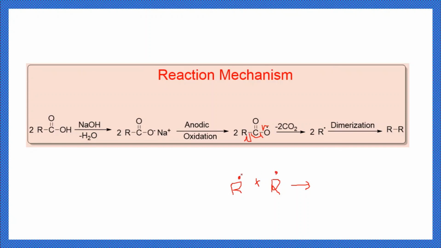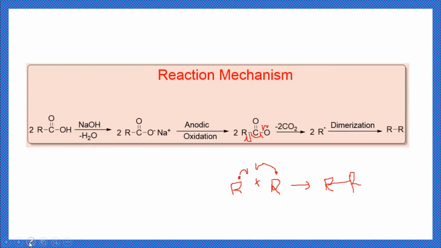Okay, the next step is the dimerization of this 2R radical, and you will get this dimerized product. Okay, you get this dimerization and you will get this product.